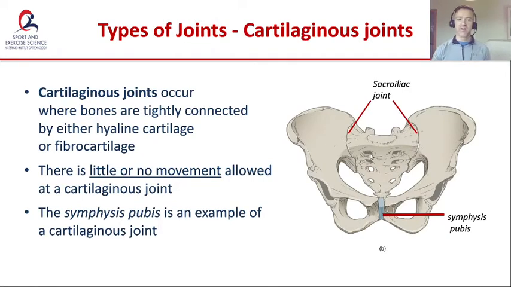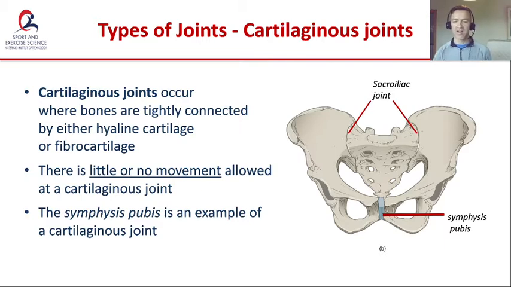Okay, moving on, we said we've also got a cartilaginous joint. Cartilaginous joints occur where two bones are tightly connected by either a specific type of cartilage or fibrocartilage. There is little to no movement available at a cartilaginous joint, but it's not zero movement like at a fibrous joint. So there's a little movement available, but not very much movement at all.